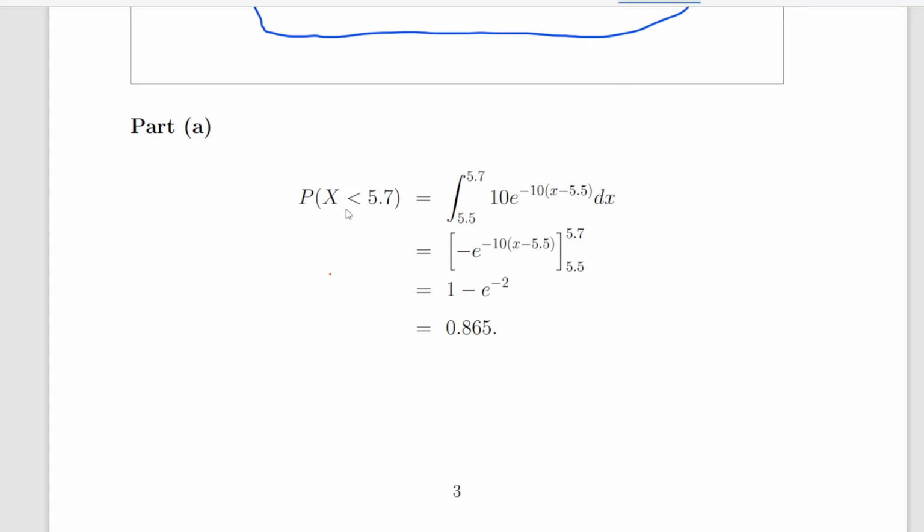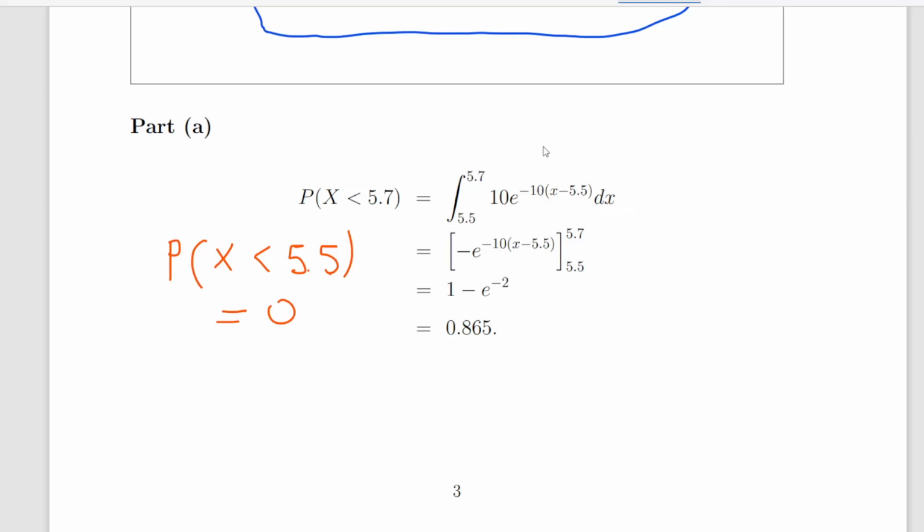Calculate the probability of x being less than 5.7. Well, just as a quick remark, the probability of x being less than 5.5 is 0. Okay, so we can just remark upon that to start with. That means our definite integral is between 5.5 and 5.7. Basically, the integral between 0 and 5.5 will just automatically evaluate to 0. So we can disregard that and look at this particular range of values, 5.5 to 5.7. The probability density function is 10 times e to the minus 10 times x minus 5.5 dx.